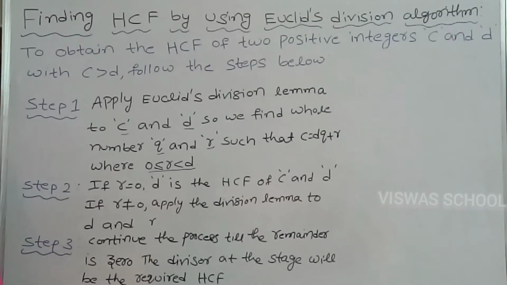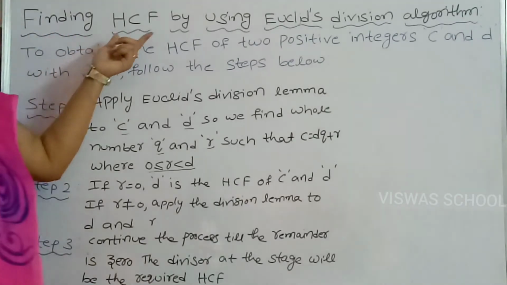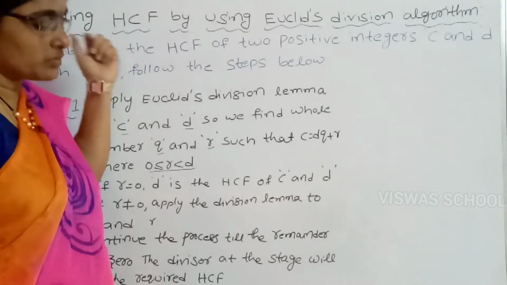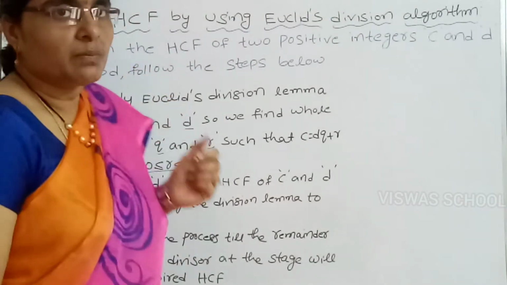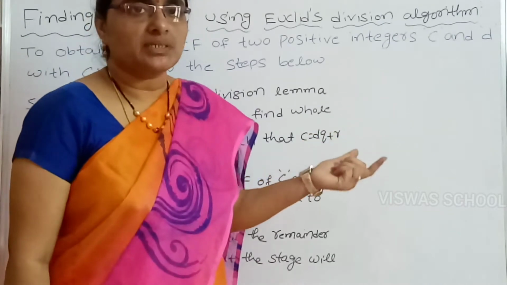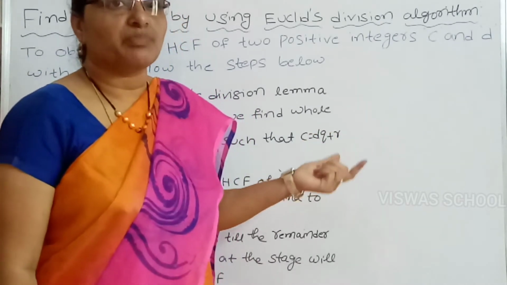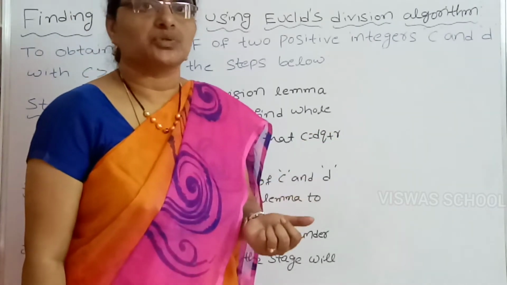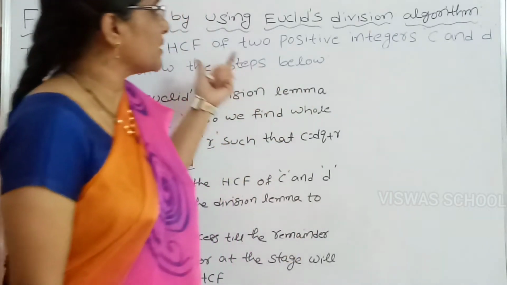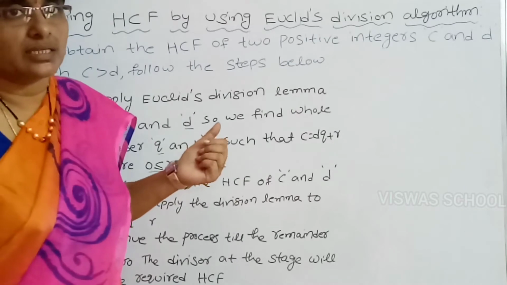Today's topic is finding the HCF by using the Euclid division algorithm. That is, we have to find out the HCF. Generally, how do we find the HCF? If the numbers are smaller, we can find the HCF by doing the division of the two numbers. If the numbers are larger, we have to apply Euclid's division algorithm.